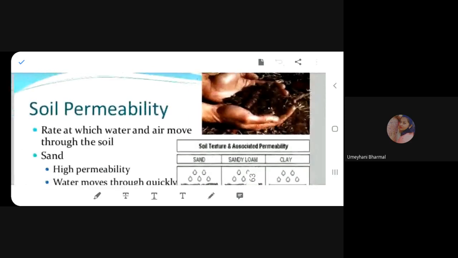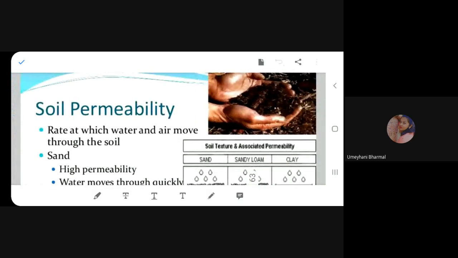Now, what is the meaning of soil permeability? That means how much water it can hold, how much water it can drain. That is permeability. How much water it allows to pass through. So it's the rate at which water and air move through the soil. How much water is moving through the soil, how much air is moving through the soil. That rate is called soil permeability.